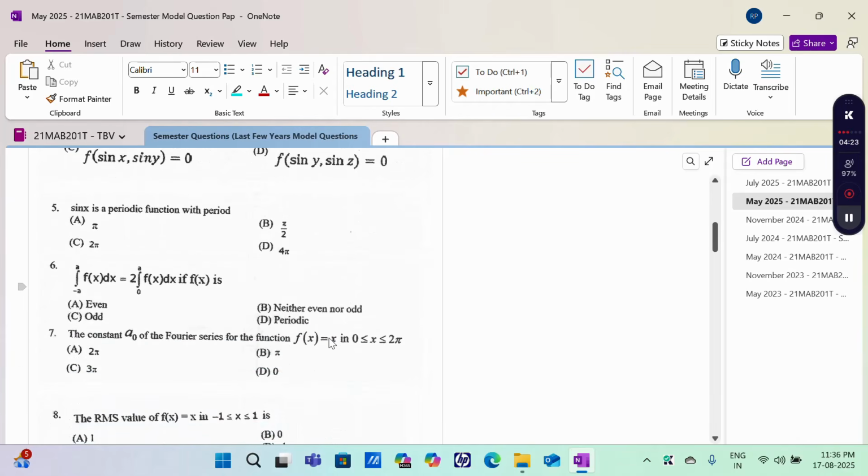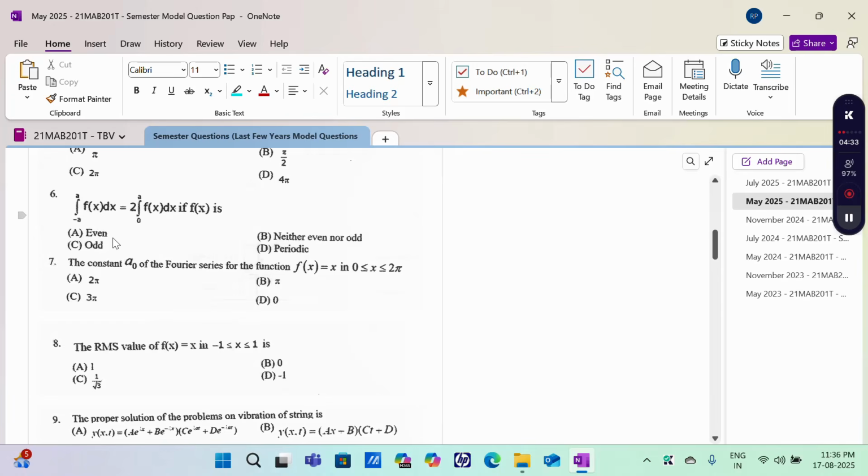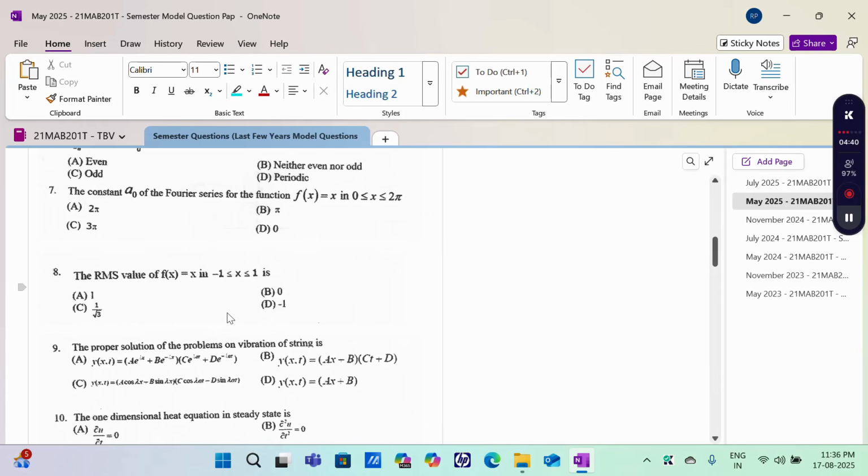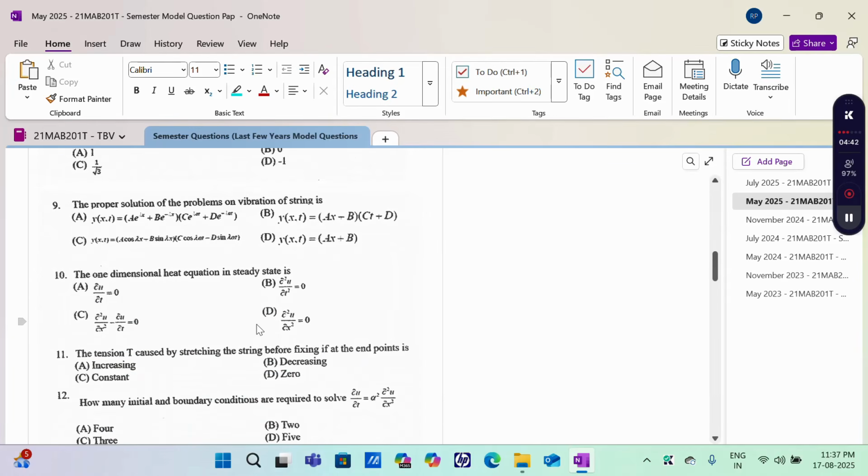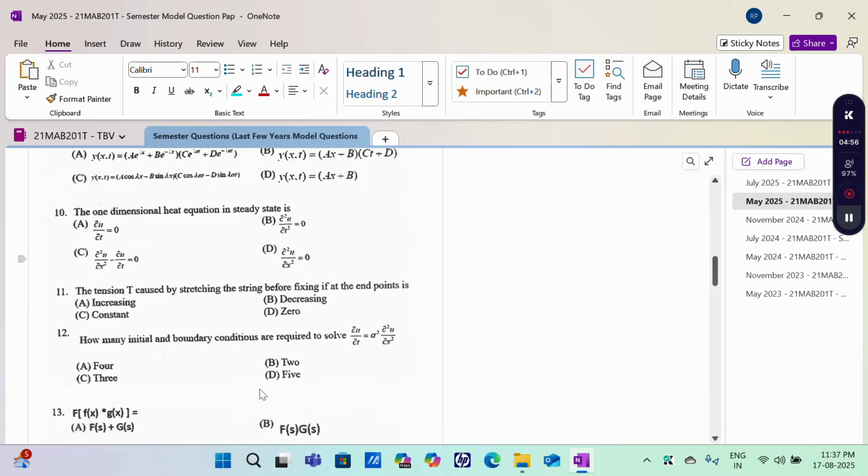And then the 5th to 8th: the 5th one is a periodic function, where the question is to find the period, and another condition is given to find whether it is an even function or an odd function. Then a function of x is given on 0 to 2 pi, where a naught is asked, and then the root mean square. Then the 9th to 12th questions are unit 3, application of partial differential equations. This is a solution of the one dimensional wave equation. The 10th one is the one dimensional heat equation, and this is also the 11th and 12th, the general form.